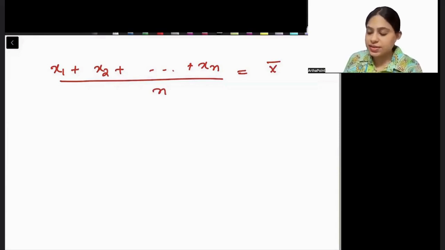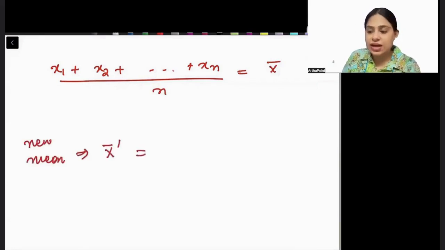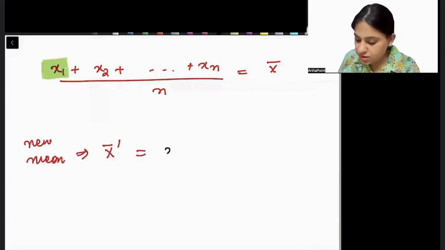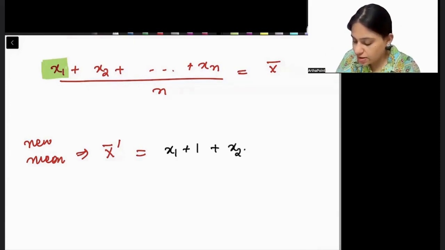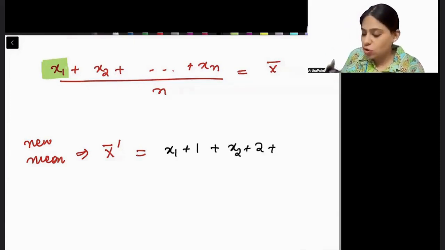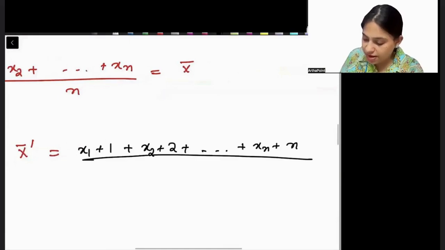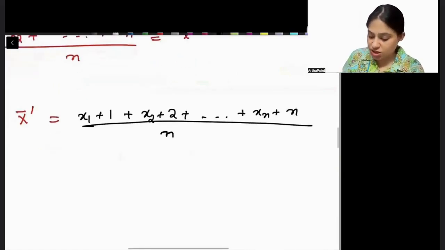अब ये क्या बोल रहा है? That we have gone ahead and we have increased the x's. कैसे increase किया बेटा? New mean. Let new mean be x bar dash. ये कैसे निकाला है? The first observation I have added 1 to it. So it will be x1 plus 1. Second observation I have added 2 to it. x2 plus 2. Nth observation I have added n to it. xn plus n, by n. Clear? अच्छा, I will open this up.